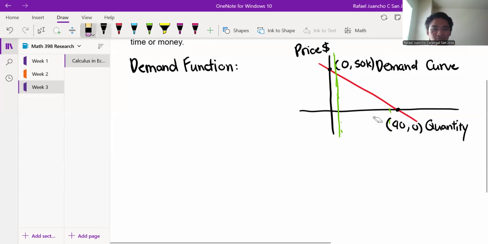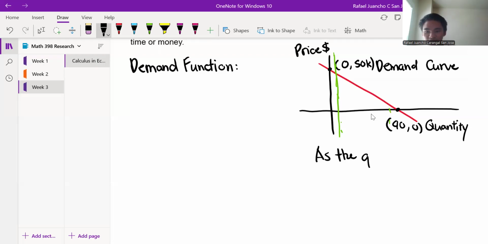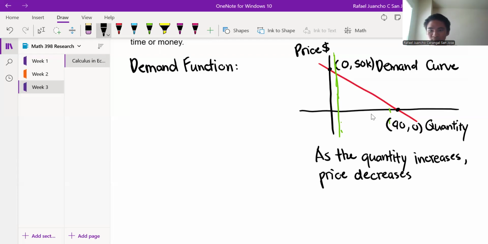But yeah. And what's happening here is that as the quantity increases, right? So our quantity is getting bigger, or as the number of pizzas increase, then look at that, our price decreases. That's what we can see here. And so the demand decreases.